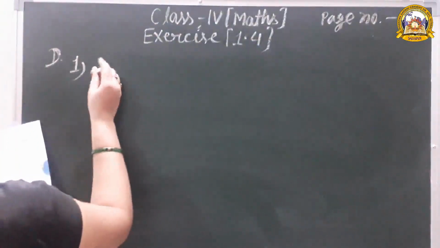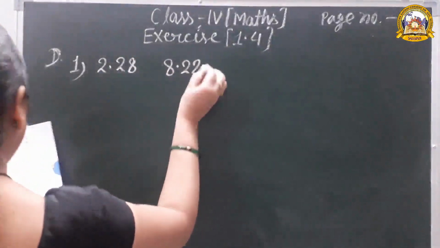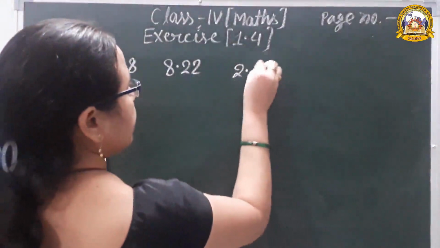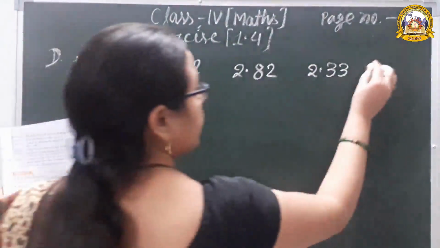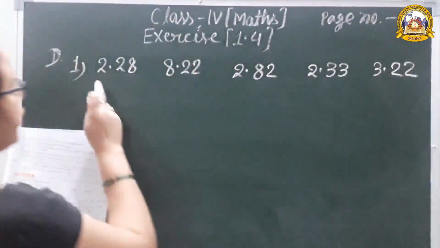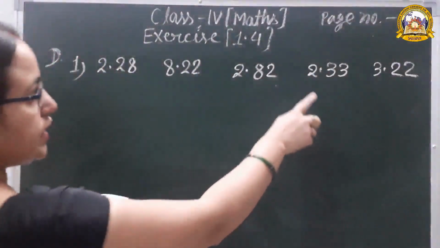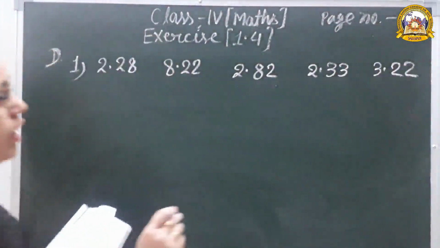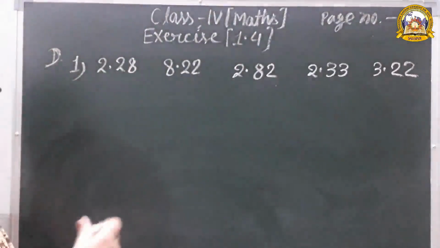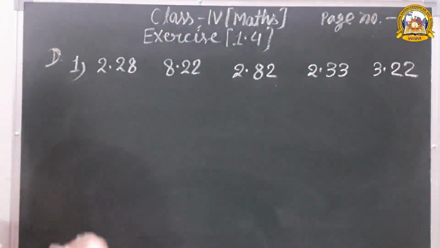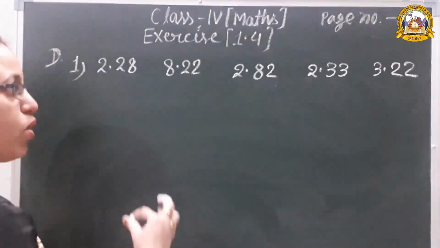First question: 2.28, 8.22, 2.82, 2.33 and 3.22. Okay, 2.28, 8.22, 2.82, 2.33 and 3.22. These are the given decimal numbers, and we have to arrange all the decimal numbers in ascending order. Ascending order means smaller to bigger. Okay, so first we pick out the smaller number among them.